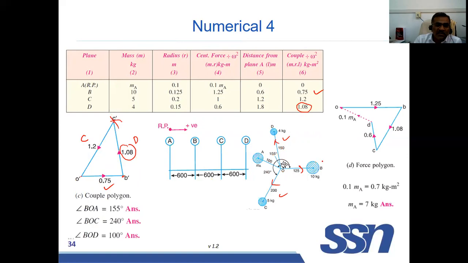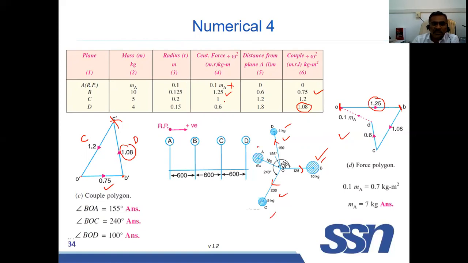So now we have calculated the direction of B, D and C. Only mass A is unknown. That can be calculated by drawing the force polygon. So in the first polygon, this is unknown. Let us take last. First you take 1.25. This is O. From O, you draw a horizontal line. Why horizontal line? We are assuming B is horizontal. So 1.25 you draw. You got this point.